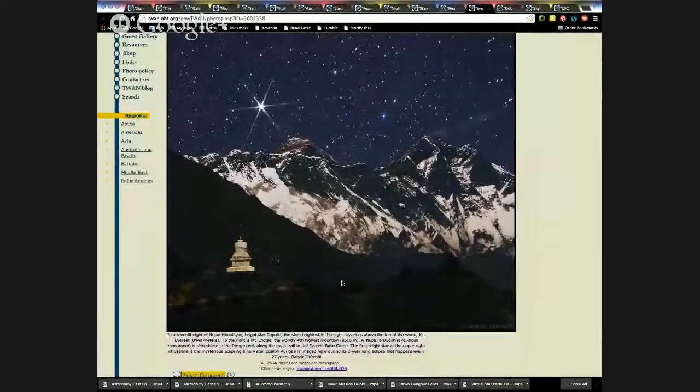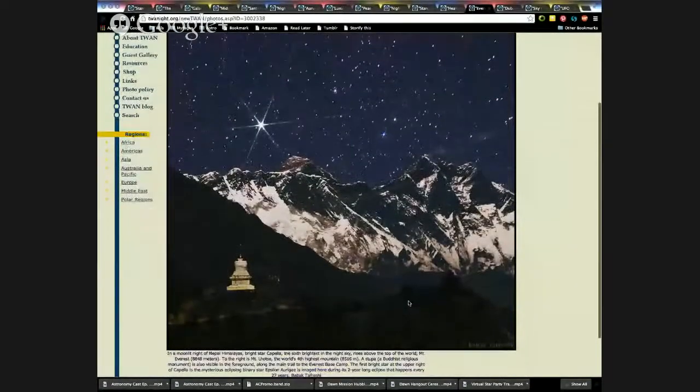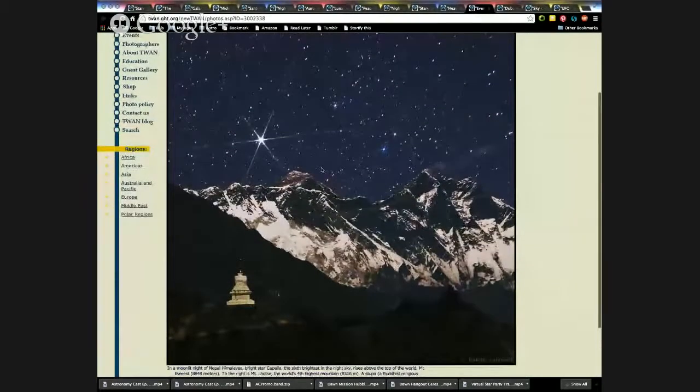Yeah, that's Capella, the brightest star. Capella, just right above Everest, in fact. So I like that you actually have the diffraction spikes that stand out in the image. Yeah, this is with an additional filter in front of the lens, a star filter.